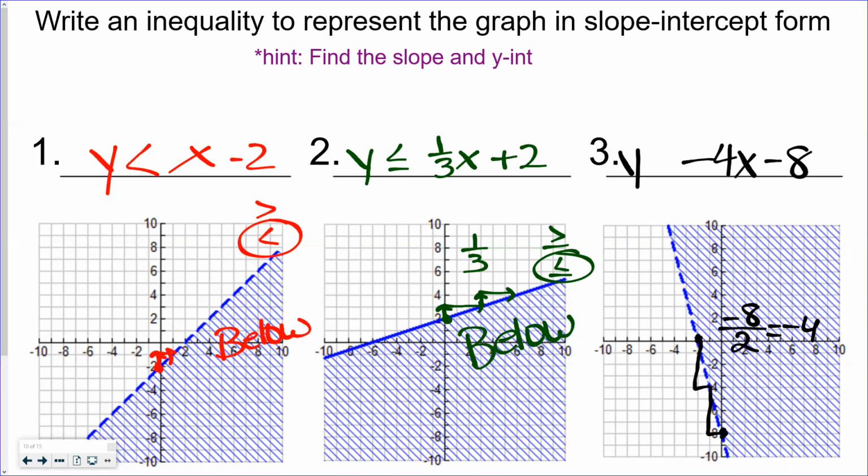Y less than or equal or greater than or equal to. Let's see which one it is. Well, I have a dotted line, so I am either less than or greater than. My shading is above, so that means I have a greater than symbol. And there you go. That's how those work. Let's continue on.